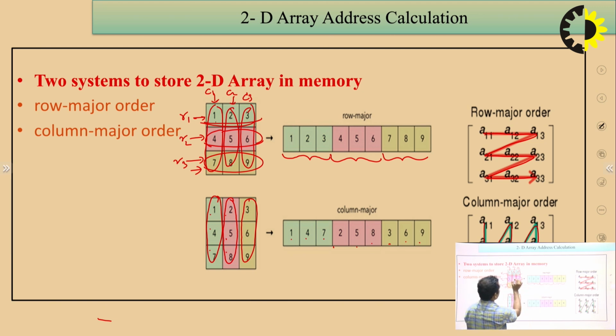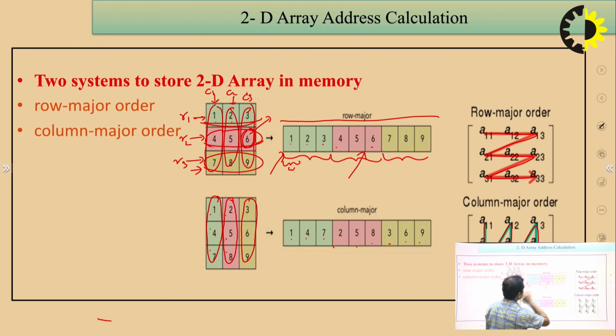So first this row's elements are stored in sequence, then the next row's elements are stored in sequence. Now if we want to calculate the address of this one, the memory pattern of storage of this array is this type, row major. So if the base address is this and the word size is some w, then what is the address of this one? So we can calculate. Now how to calculate?